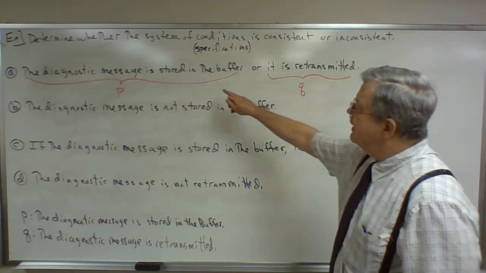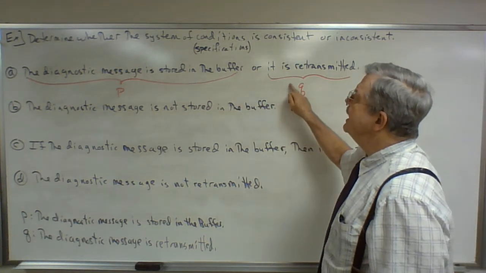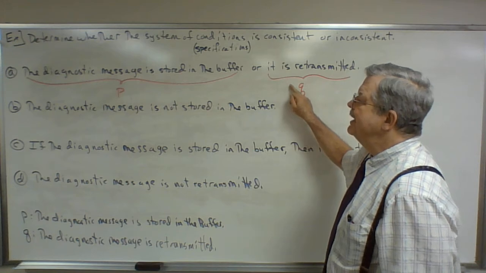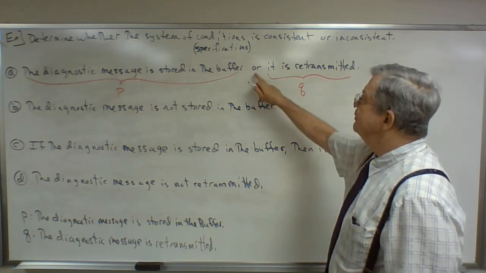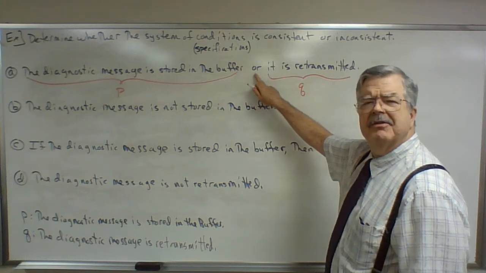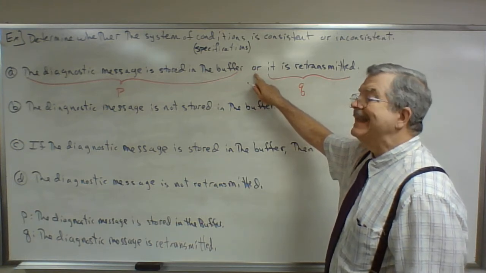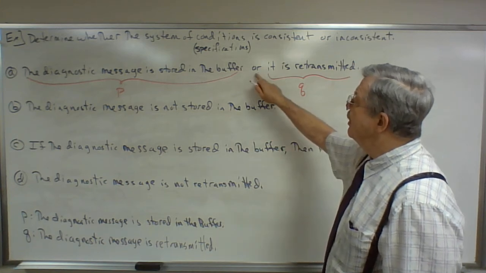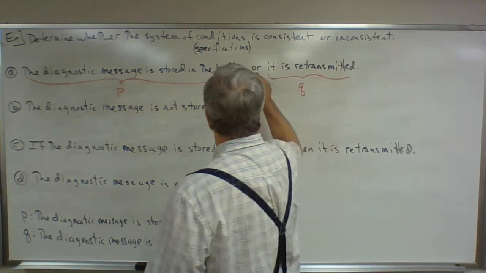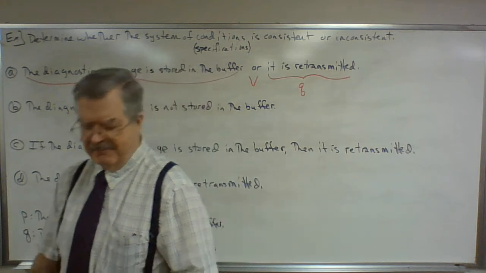And we've identified the simple statements that make up condition or specification A. All we need to do is represent the connective symbolically. This is an or, a disjunction, so we represent it with that V.